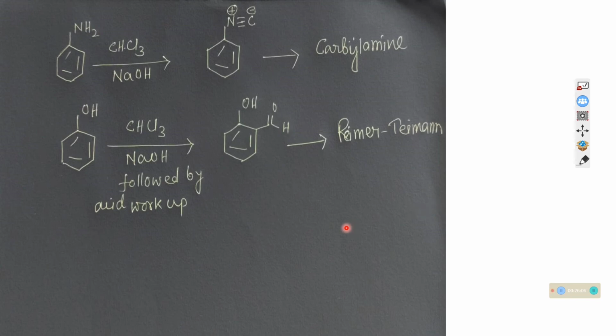I have to mention one thing: when we use aniline, CHCl3 and NaOH, it forms isocyanide, isocyanobenzene. This is the carbylamine reaction. If you use phenol in presence of CHCl3 and NaOH followed by acid workup, then we get salicylaldehyde, ortho-hydroxybenzaldehyde. That is called the Reimer-Tiemann reaction.